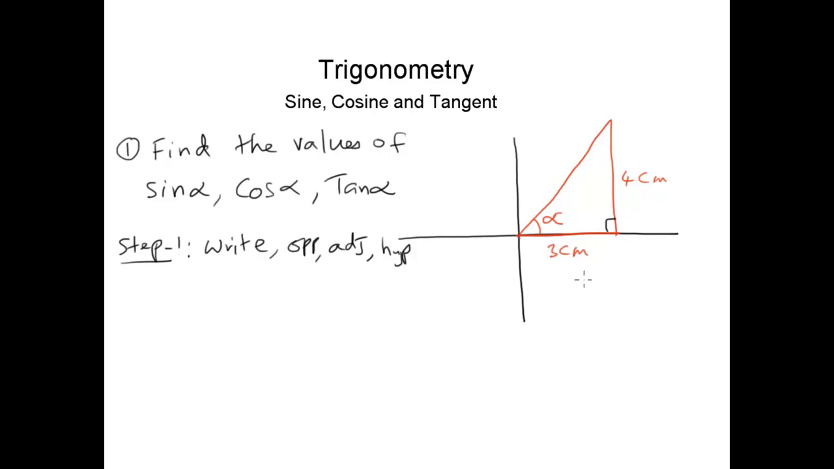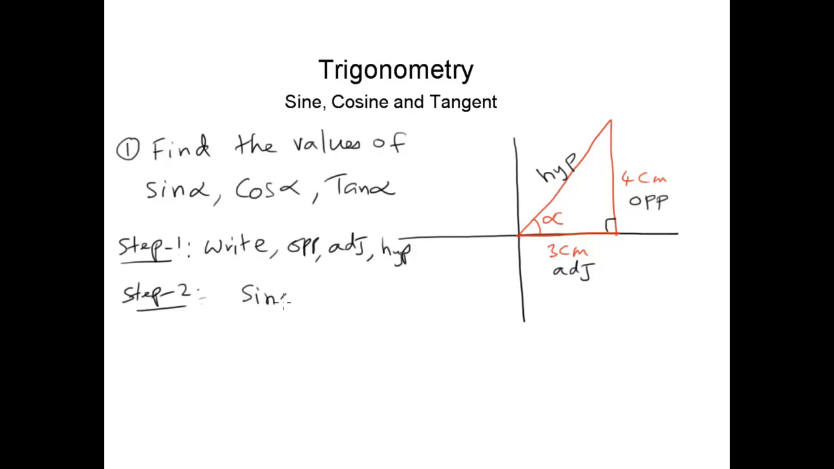Okay, now for this angle here, what is the opposite side? This is your opposite side, right? And what is your adjacent side? The angle is here, so adjacent side should be here, right? What is the hypotenuse? Hypotenuse would be this, right?